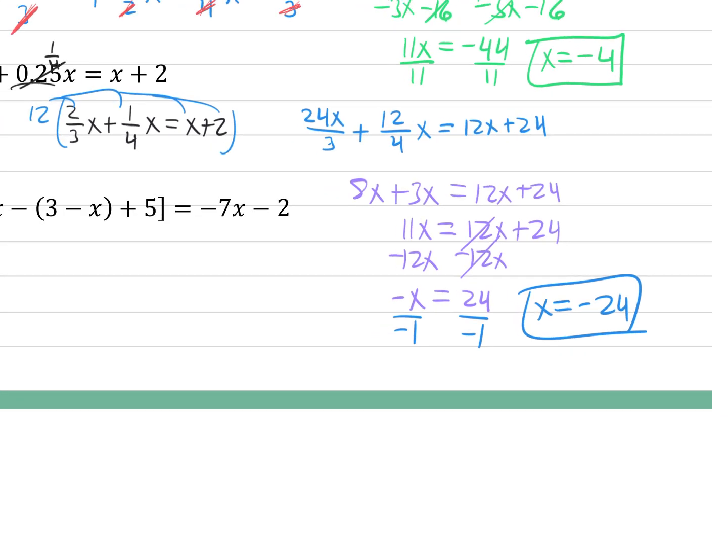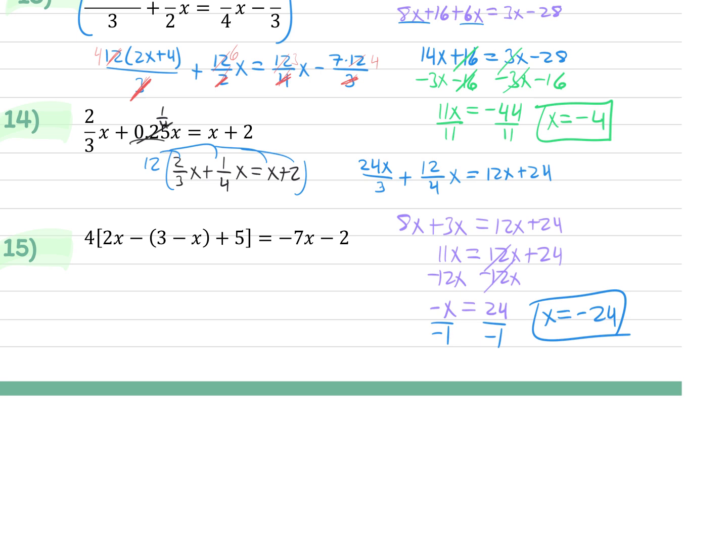But essentially the same as the previous problem, right? We wanted to get rid of the fraction, so we multiplied by a common denominator.